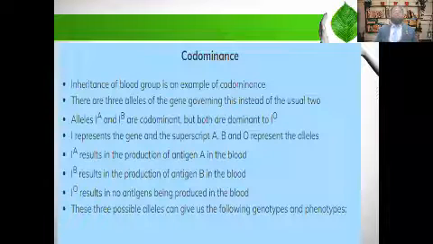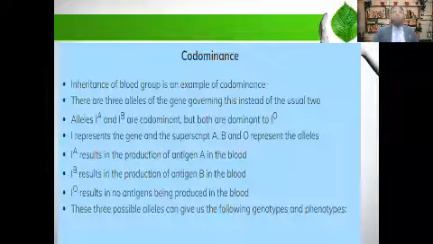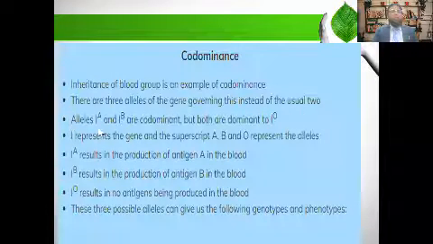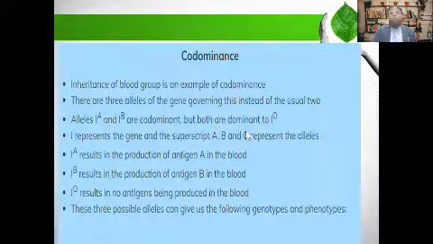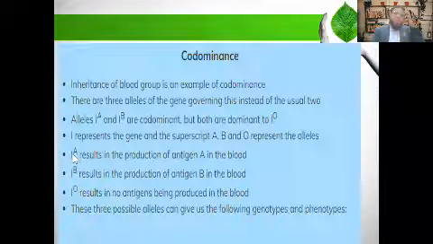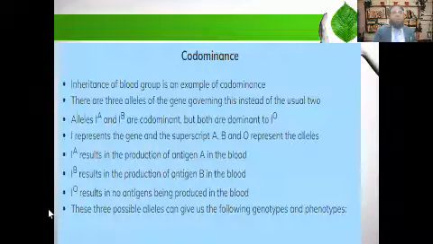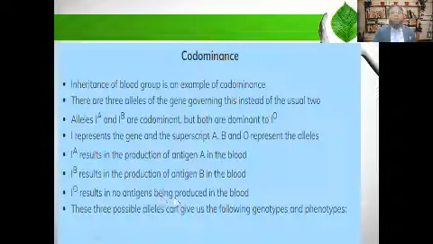Now, there is another type of dominance. This is called codominance. Inheritance of blood group is an example of codominance. There are three alleles of the gene governing this, instead of the usual two. For example, alleles IA and IB are codominant, meaning the blood group is AB. Blood group AB is an example of codominance, but both are dominant to IO. I represents the gene and the subscripts A, B, and O represent the alleles. IA results in the production of antigen A in the blood, IB results in the production of antigen B in the blood, and IO results in no antigens being produced in the blood.